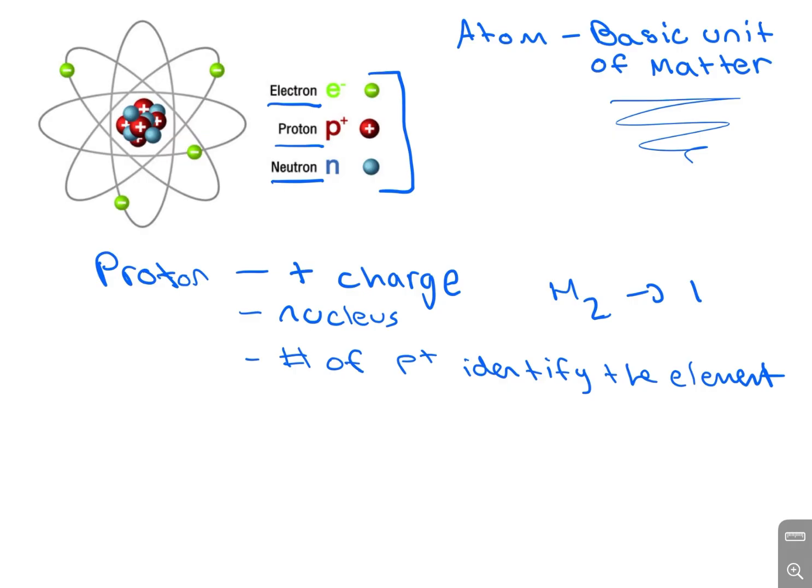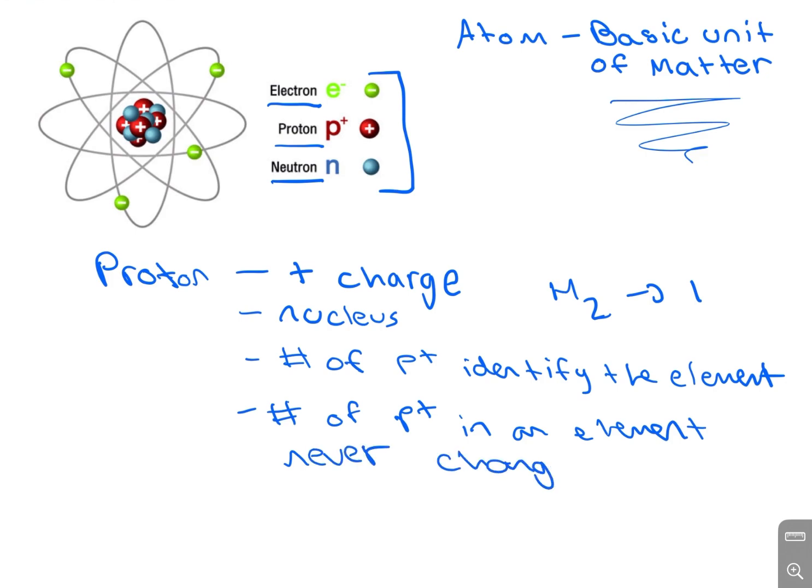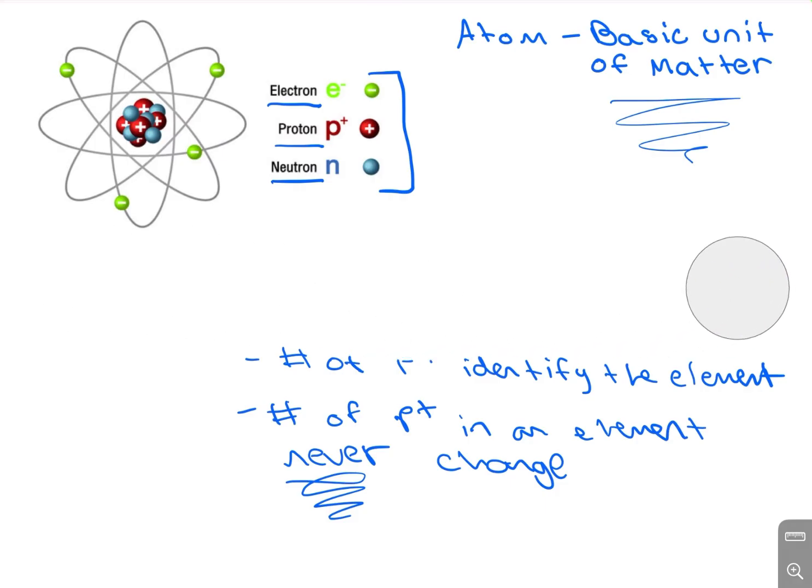And the fourth point is that the number of protons in an element never changes. I have to emphasize never, because they never ever change. You cannot change them, because it's what single-handedly identifies an element. So once we're done with protons, let's move on to neutrons.